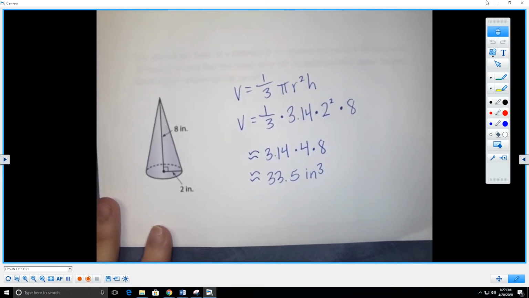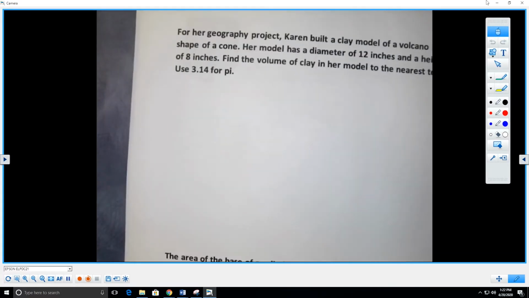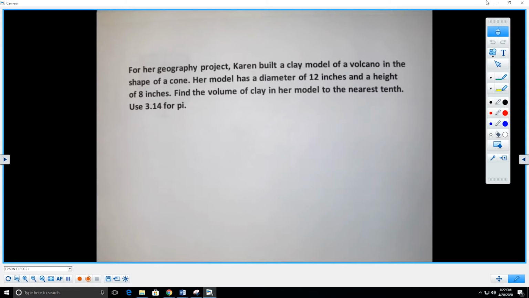Let's work together on another problem. Listen to the details. For her geography project, Karen built a clay model of a volcano in the shape of a cone. Her model has a diameter of 12 inches and a height of 8 inches. Find the volume of clay in her model to the nearest tenth.